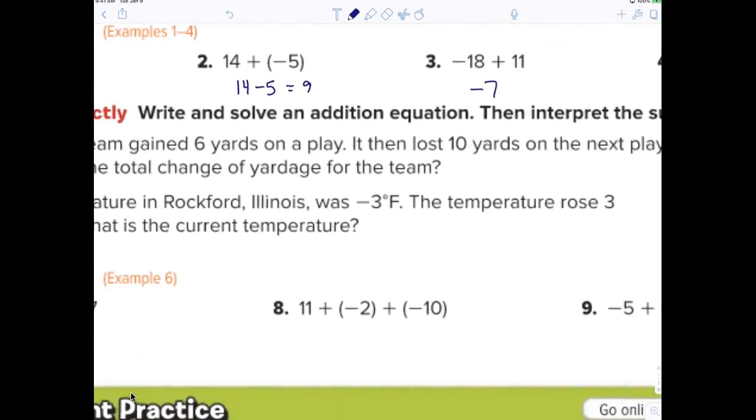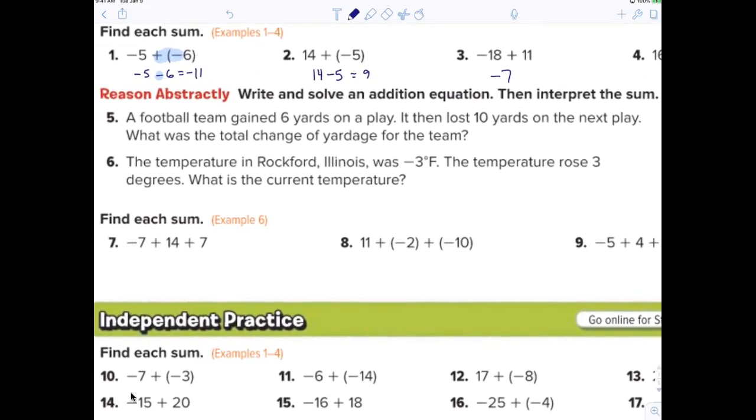All right, here we go. Number 5. A football team gained 6 yards. So that would mean a +6. It then lost 10, which would be -10. And I just think everybody knows 6 minus 10 today is? Some of you got to be careful now. 6 minus 10 is not 4, but -4. Come on now. I said it's easy. You got to get it right, though.